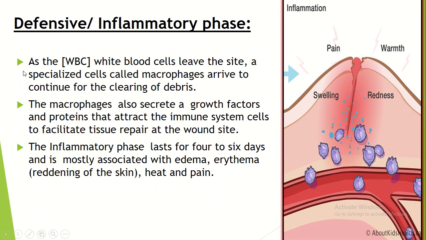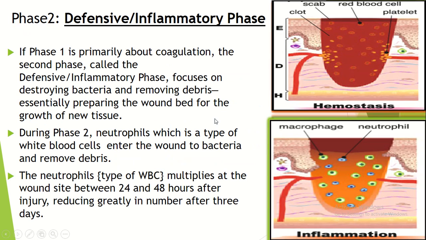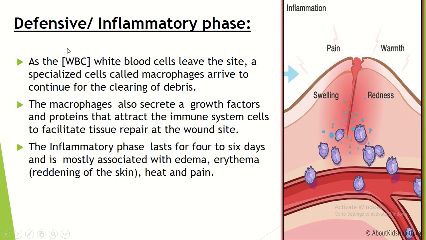What happens next is that as the white blood cells leave the site, a specialized cell called a macrophage arrives to continue the clearing of debris. As you can see here, the neutrophils and the macrophage both help in the defensive or inflammatory process. First the neutrophils come, and then the macrophage comes. The macrophage also secretes a growth factor and protein that attracts immune system cells to facilitate the tissue repair at the wound site.